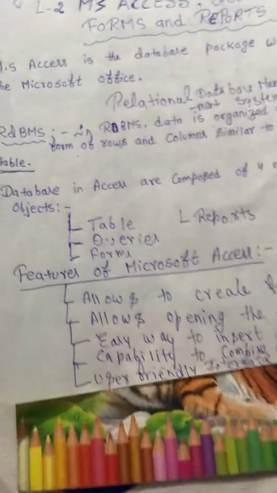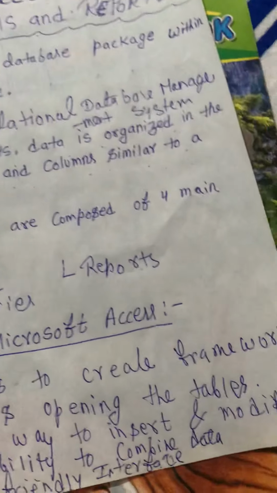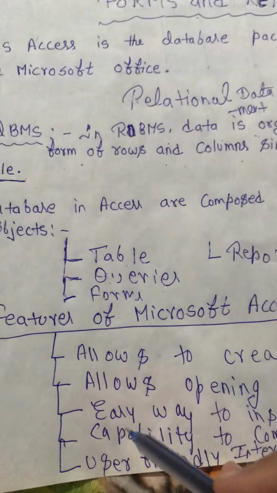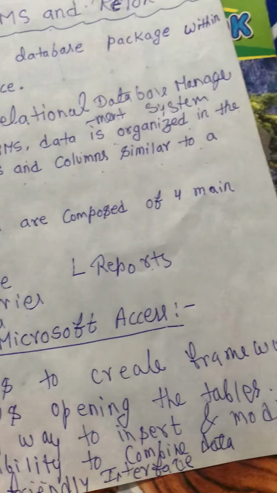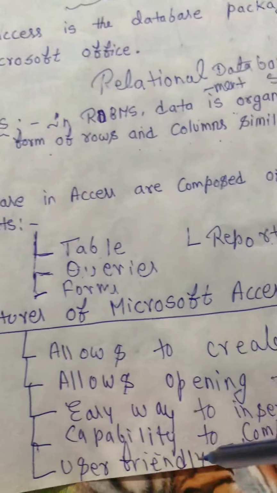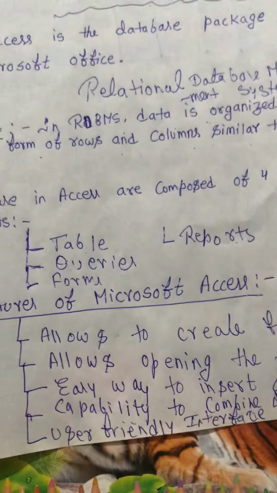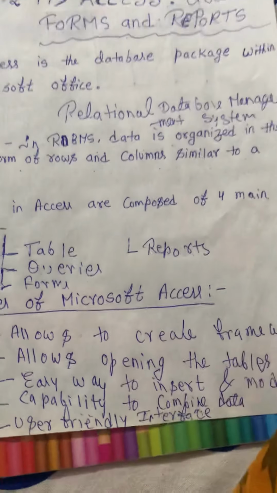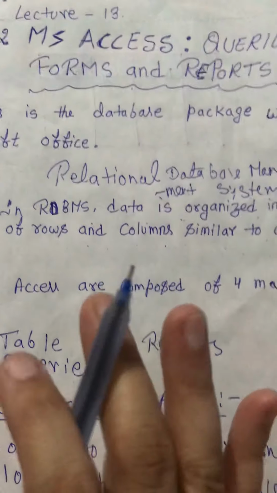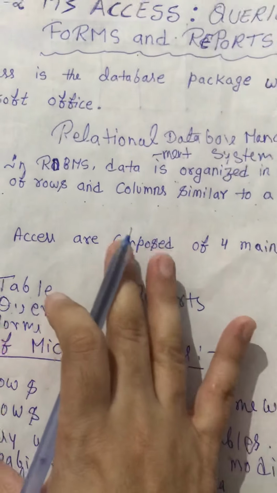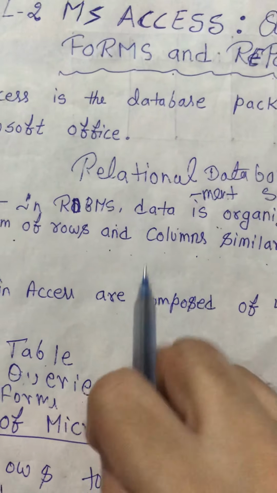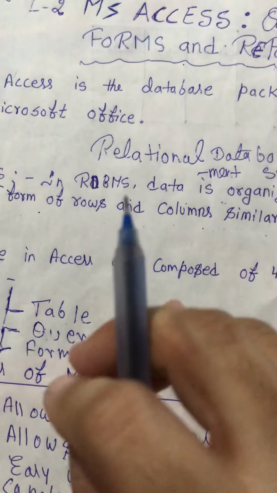What are the features? Allows to create framework. Second is allows opening tables. Third is easy way to insert and modify. Fourth is capability to combine data. Fifth is user friendly interface. Let us discuss one by one. First is allow to create framework. It allows us to create the frameworks like forms and tables for storing information in a database.